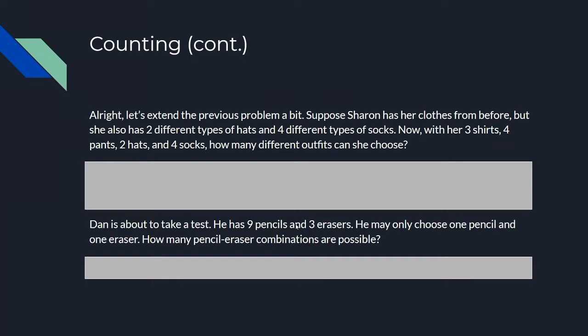So I think maybe you have the hang of this type of problem by now. So let's extend this previous problem just a little bit. Let's say she has her clothes from before, but she also has 2 different types of hats and 4 different types of socks. So now with her 3 shirts, 4 pants, 2 hats, and 4 socks, how many different outfits can she choose? I'm giving you 5 seconds for that one. Pause the video if you want.